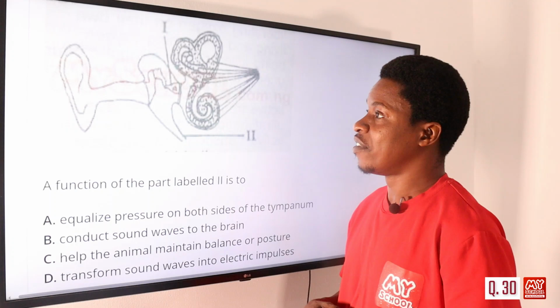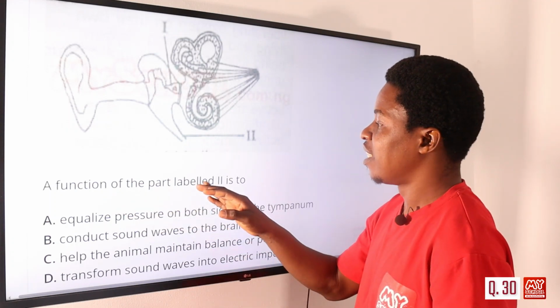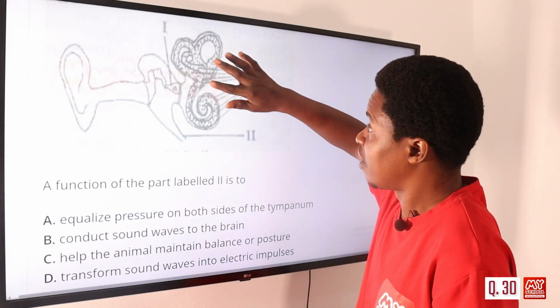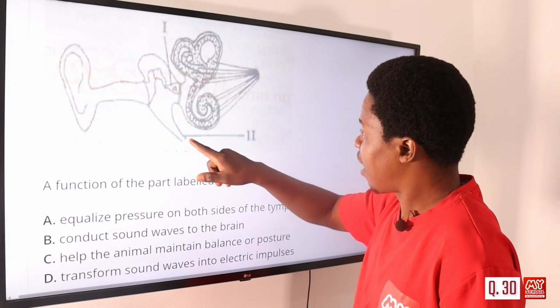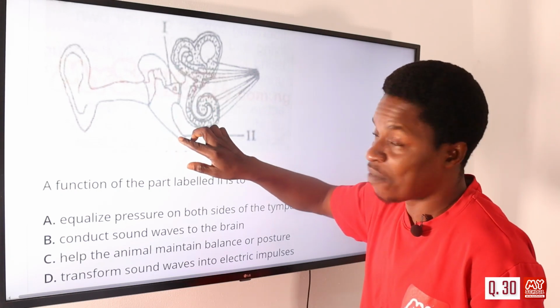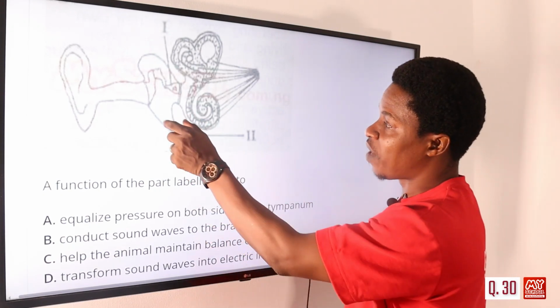The same diagram of the ear, mammalian here. We have a function of the part labeled II. That's figure 2. Let's look at that part. II, this is II here. You must identify this part first. This part is called the eustachian tube. And what does it do?